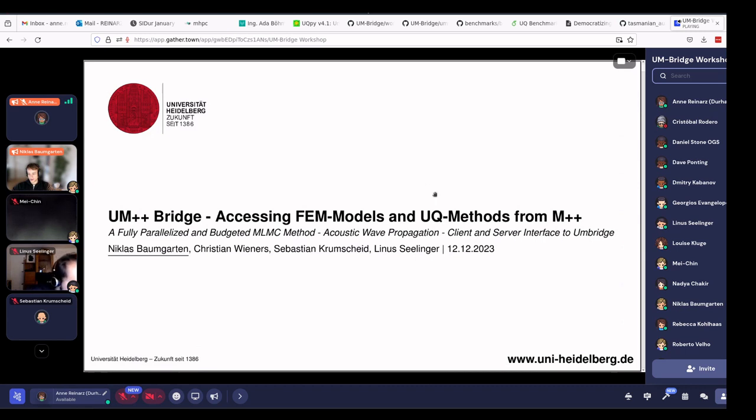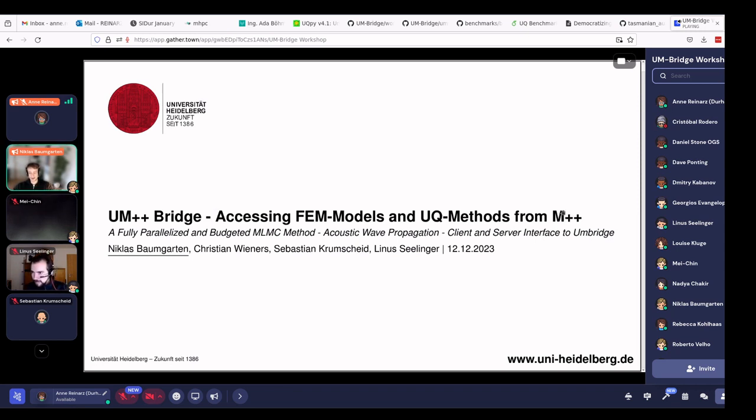So I'm gonna talk about... I was brainstorming with Linus, what am I actually presenting here. So the idea was to really go towards explaining the interface from M++, which is a finite element solver developed by the research group of Christian Wieners, my former PhD supervisor, and to talk about the interface to this software.